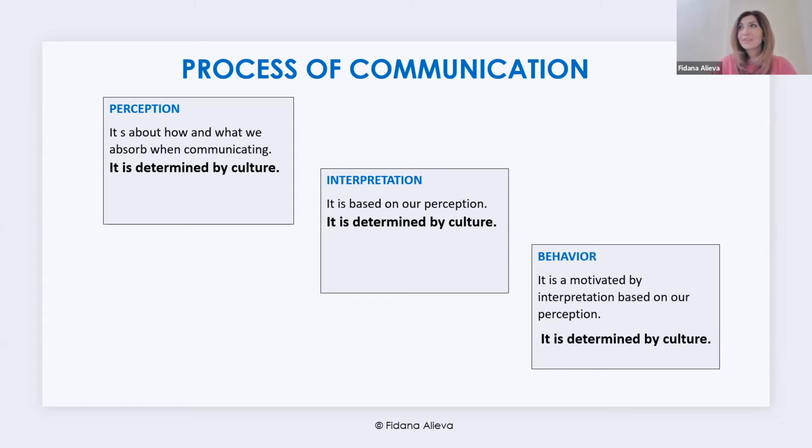And the interesting thing is that all three elements are determined by culture. Yes, there are some other things that also influence all these three elements, like environment, professional experience, some family traditions, norms, etc. But culture influences a lot all these three elements.